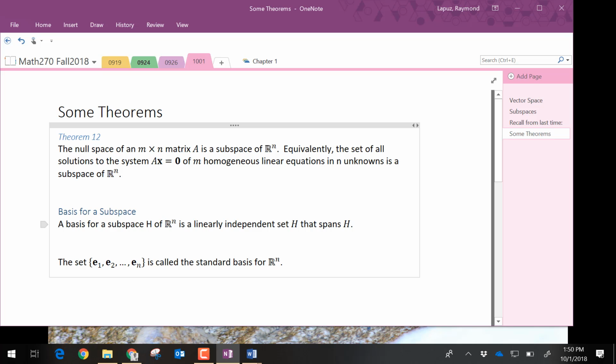A basis of a subspace is a set of linearly independent vectors that span that subspace. So this, I guess this is a definition. We should boldface the basis because that's what we're defining. A basis for a subspace is a set of linearly independent vectors that spans the subspace.